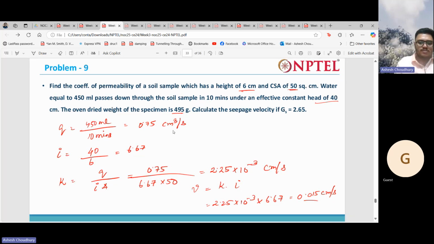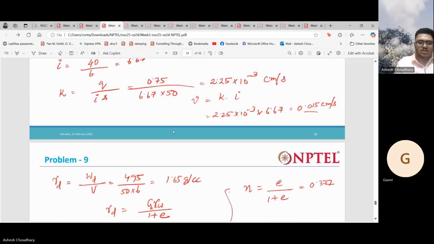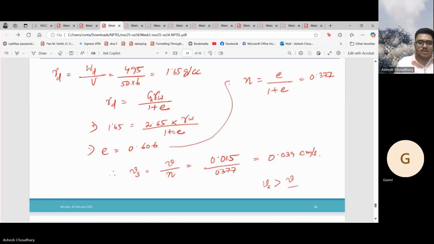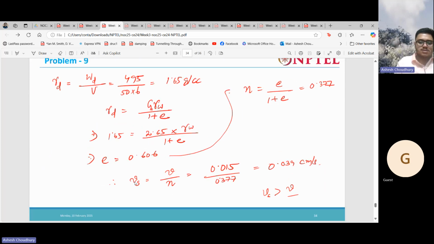Similarly, one more problem, the same kind of problem. Here we also calculate the seepage velocity. You can get the porosity, and we divide the discharge velocity by the porosity to get the seepage velocity.